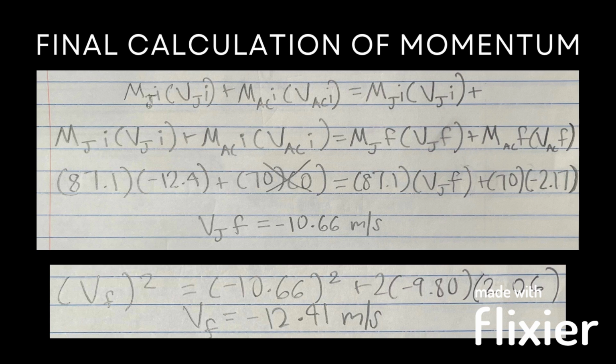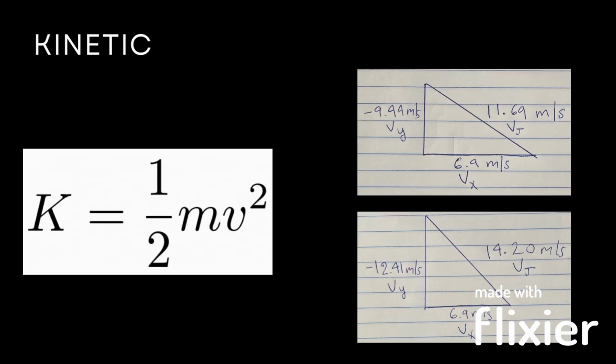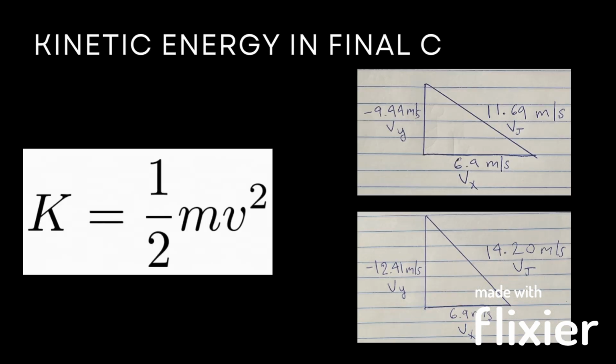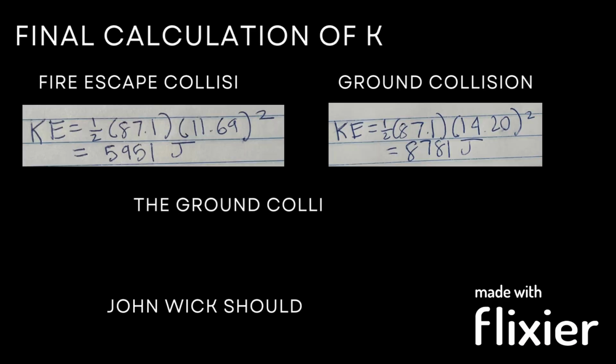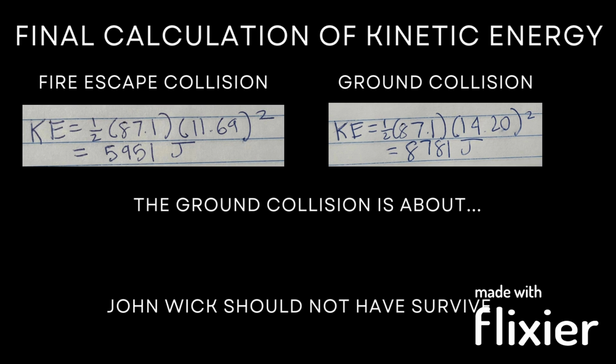And then, if we want to calculate how much energy he actually strikes the ground with, we can use the equation of 1/2 mv squared, setting up a triangle in both his collision with the fire escape and his final collision of hitting the ground, in which we find the hypotenuse to be 11.69 with his collision in the fire escape and 14.20 in his collision with the ground. And then, by plugging that into your initial equation of 1/2 mv squared, we find that with his collision with the fire escape, that's about 6,000 joules. And in his final collision with the ground, it's almost 9,000.